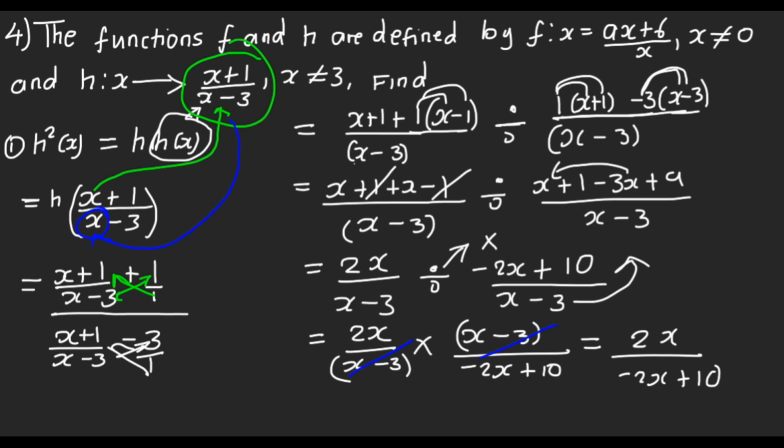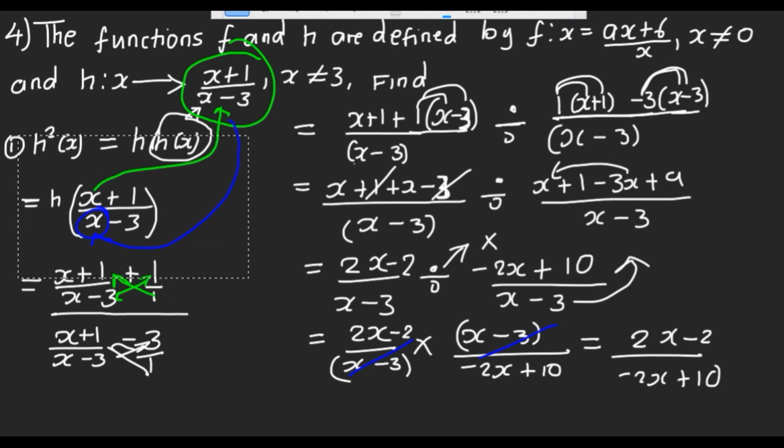Sorry, I've just seen one mistake. This should be negative 3. So if this is negative 3, then this also should be negative 3. So negative 3, then here we are supposed to have negative 2. So negative 2, and also here negative 2. Okay, so let's clear some space.